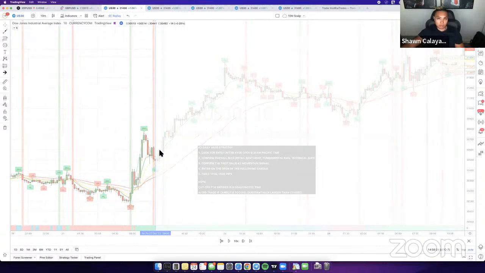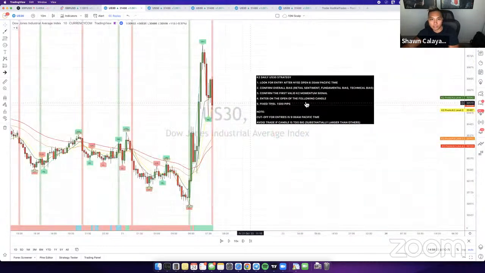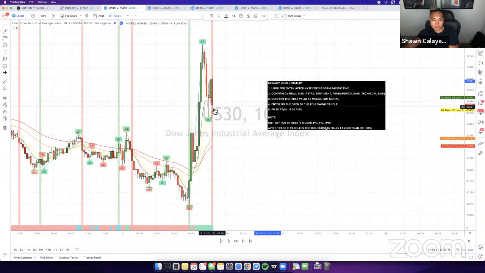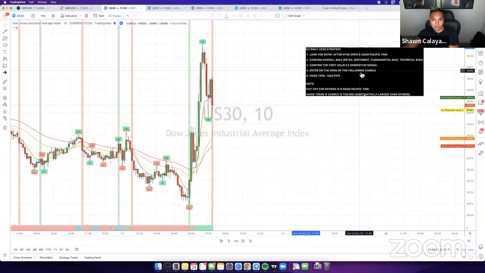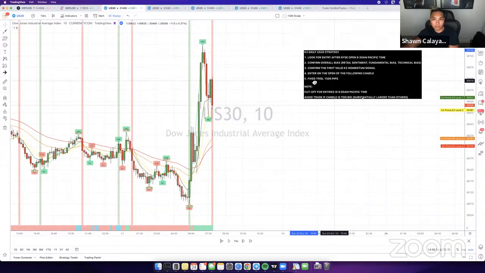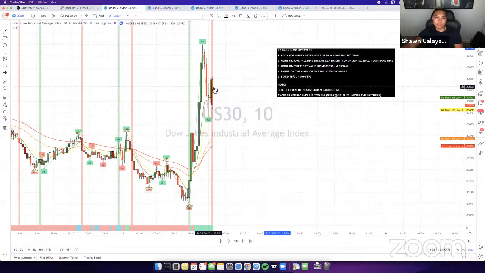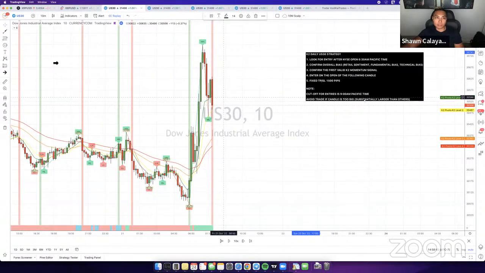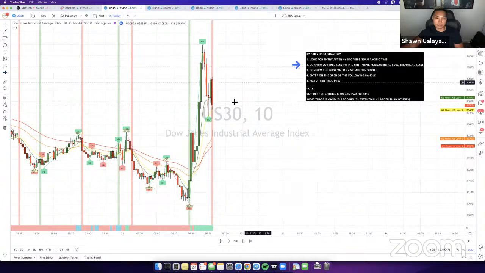Okay, so I don't know if the overall bias was bullish or bearish. I'm assuming it was bullish because it looks like price is bullish right here. But as you can see, this is the first momentum signal, right? And the thing with this is that you can't even take the daily if the overall bias is bullish, because this wouldn't fit the criteria, right? Confirm overall bias. If the bias is bullish and you got a sell signal here, you wouldn't even take it.